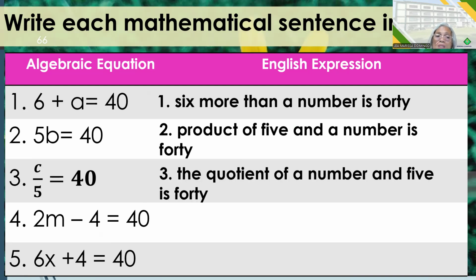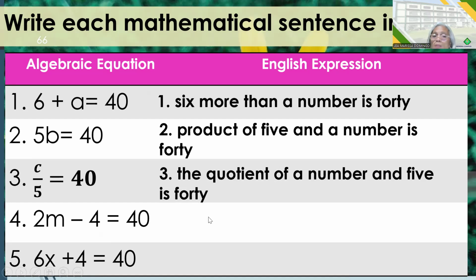Number 3, C over 5 is equal to 40. So the quotient of a number and 5 is 40. Here, the number is represented by the variable C. So C upon 5 is equal to 40. The quotient of a number and 5 is 40.